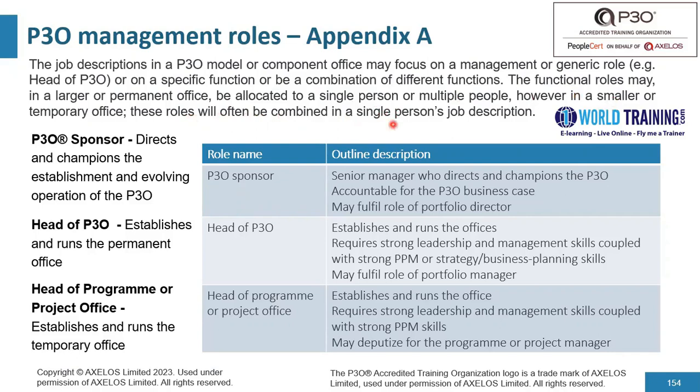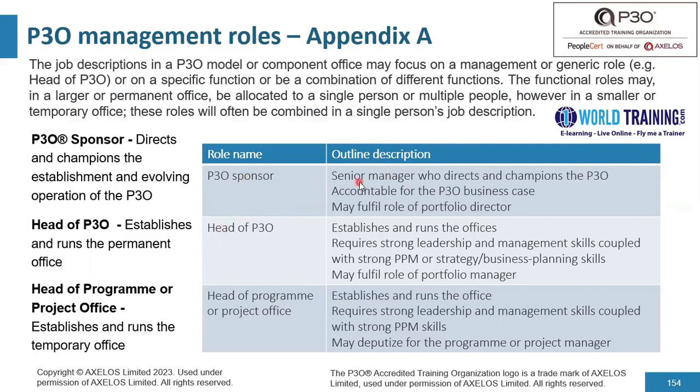So over here, we've got three important management roles. We've got the P3O sponsor, who normally directs and champions the establishment and evolving operation of the P3O. The head of P3O establishes and runs the permanent office, and the head of program or project office establishes and runs the temporary office.